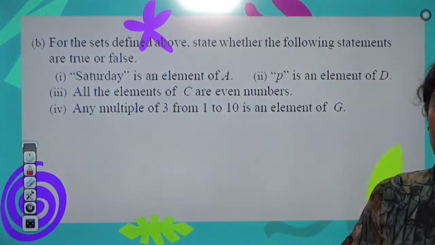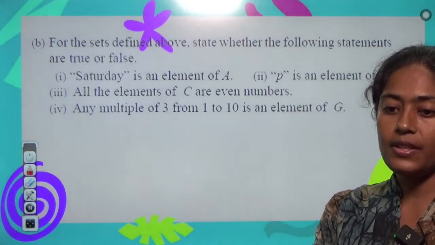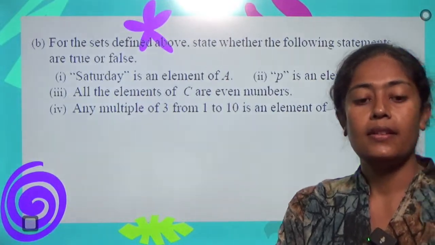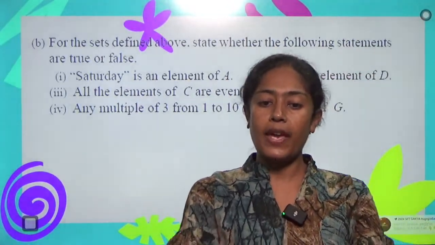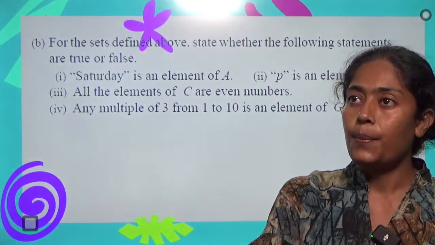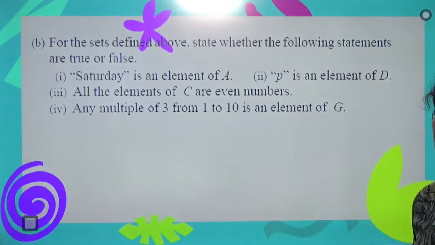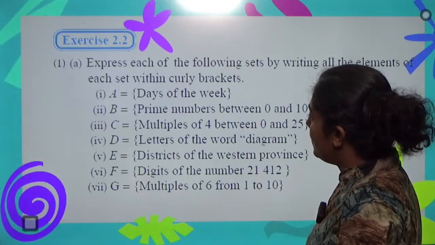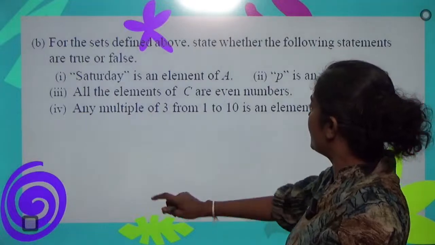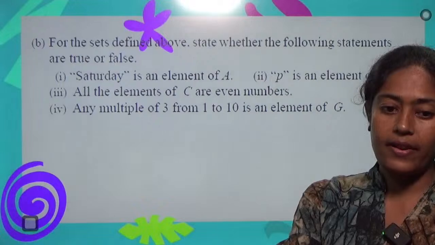Right. Part B. For the sets defined above, state whether the following statements are true or false. First one, Saturday is an element of A. True. Yes. Next one, P is an element of D. False. What is D? We will see, letters of the word diagram. They have given here P. So, that is false. Right.